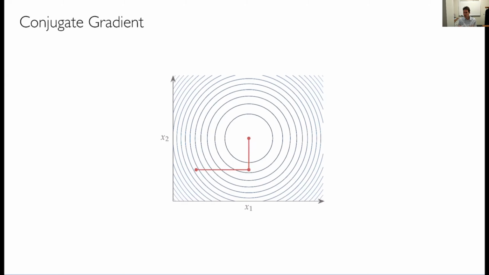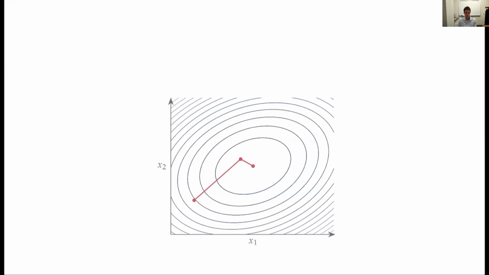So even in 10 dimensions, n is 10, we would reach the minimum in 10 steps. So that's great. We can provide a bound here and we can get there pretty efficiently. Of course, our functions aren't going to look like this, so we can actually generalize this a little bit.